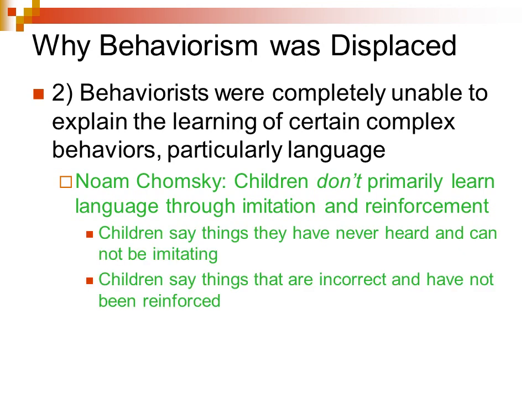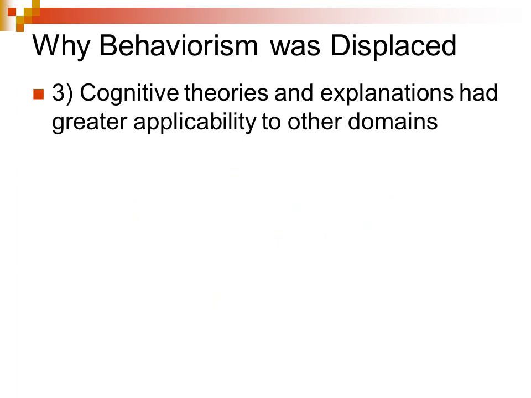Anyway, your textbook describes Chomsky's criticisms on page 12, so I won't repeat them here, but it argued very convincingly that complex behaviors like language simply can't be explained by purely behavioral concepts like reinforcement and punishment, and require referring to mental processes to fully explain them. A third reason that cognitive psychology displaced behaviorism was that cognitive theories and explanations had greater applicability to other domains.